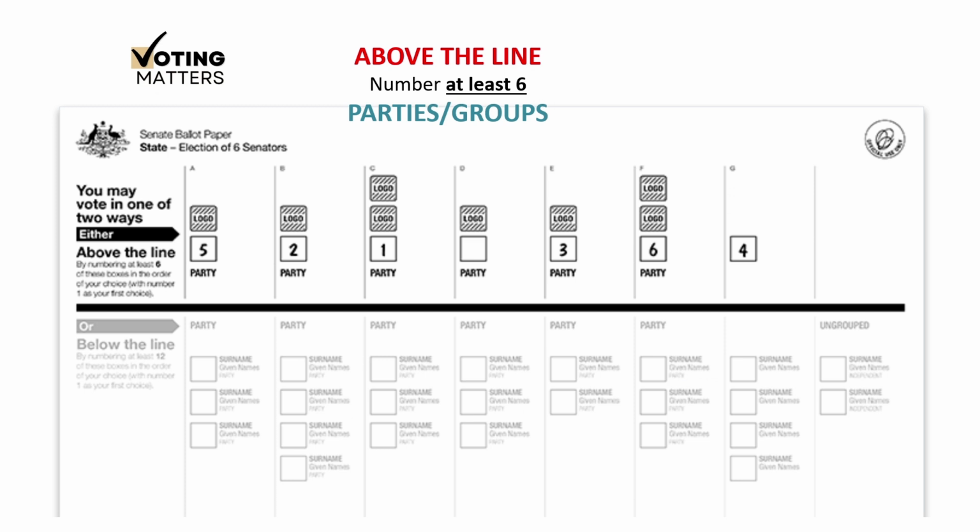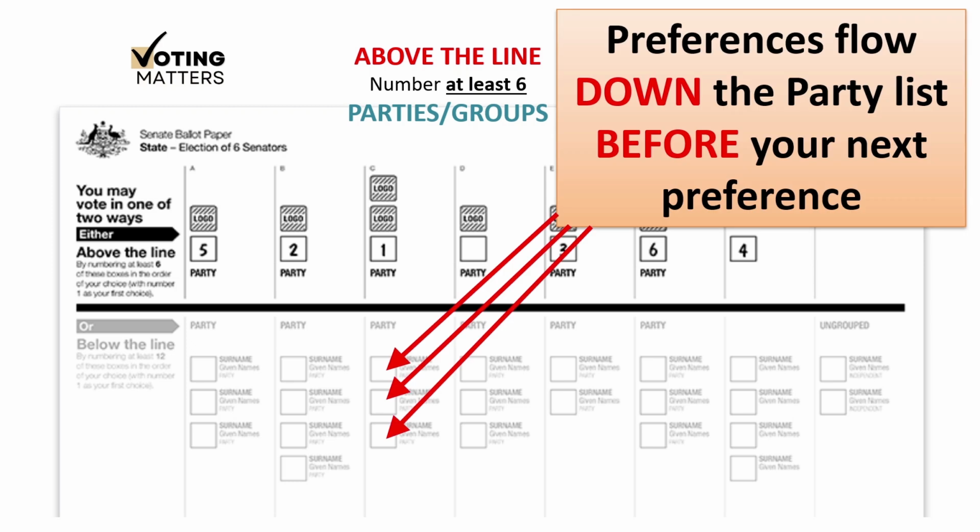Voting above the line means ranking at least 6 political parties or grouped alliances. Note that independent or ungrouped candidates do not appear above the line at all, which inhibits their chances. The candidate at the top of a group ticket will be elected if the group gets a quota. Then any surplus votes above a quota are distributed down their candidate list before your next group preference is considered. In this instance, there are 2 extra candidates to receive benefit before your second-ranked party.